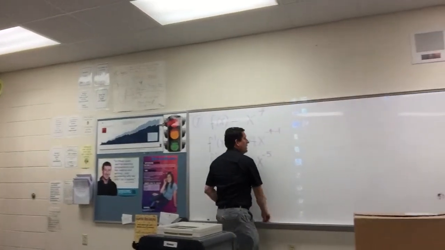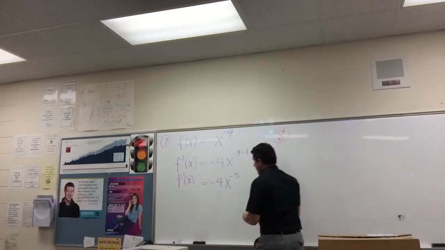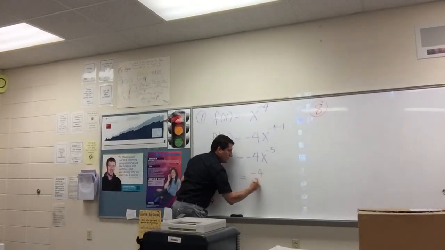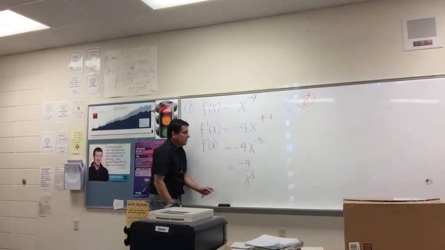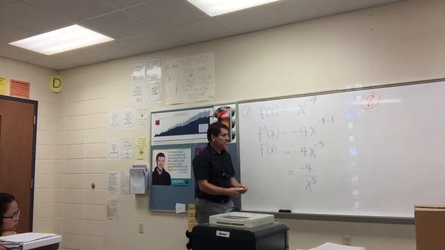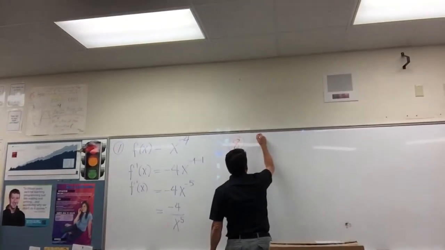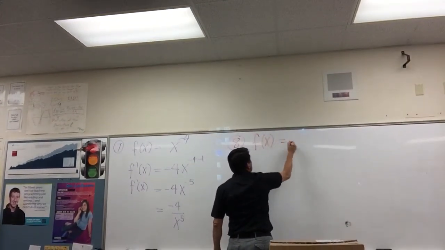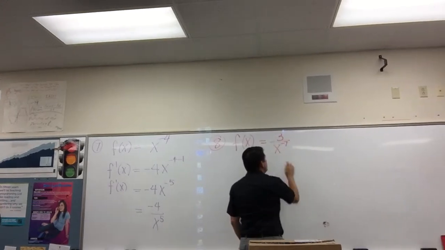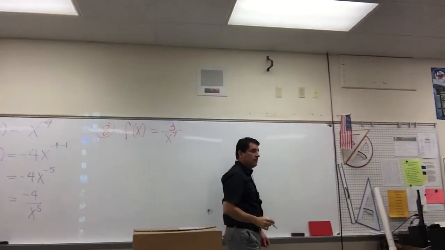So knowing that, this can be written either way. You need to know that this is the same as this. Because on the AP exam, they could write it either way. I don't know, like a multiple choice. Okay, new one. 3 over x to the 7th.